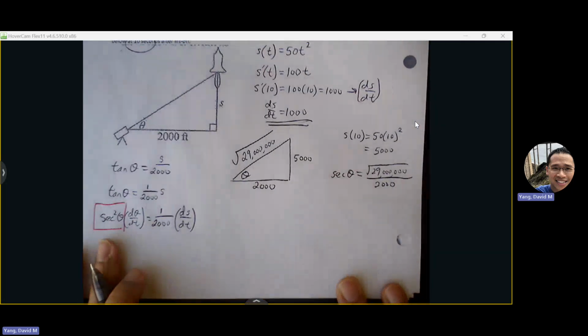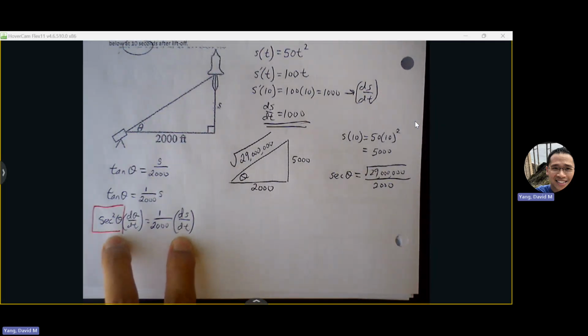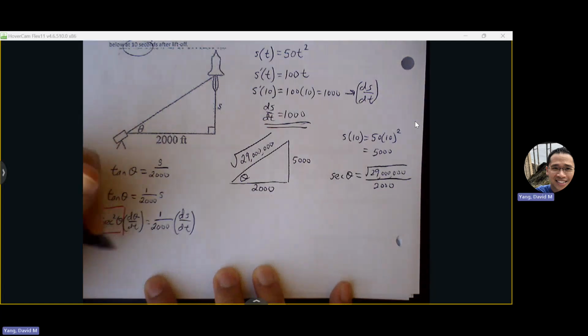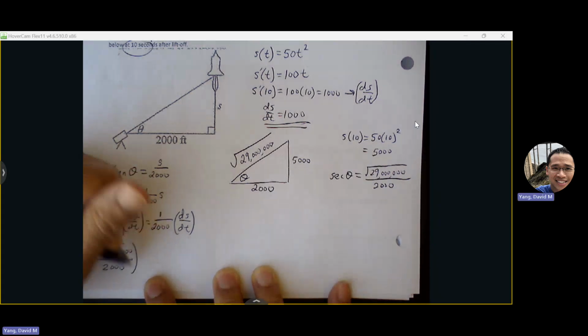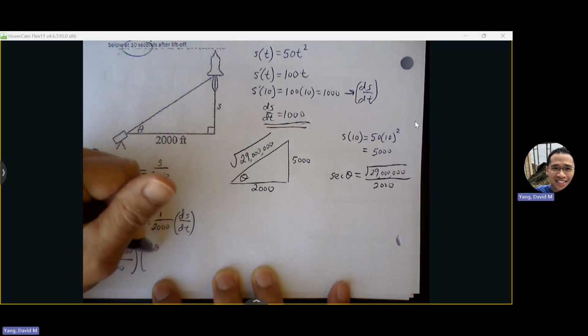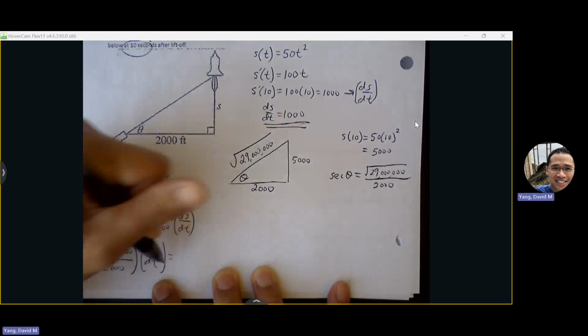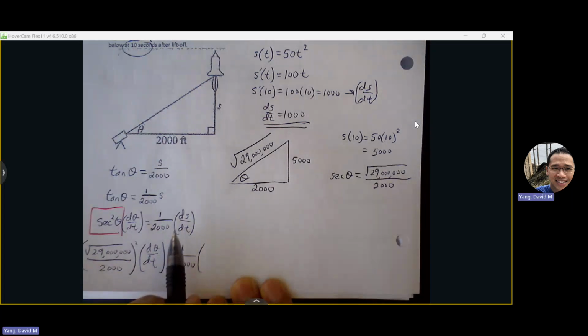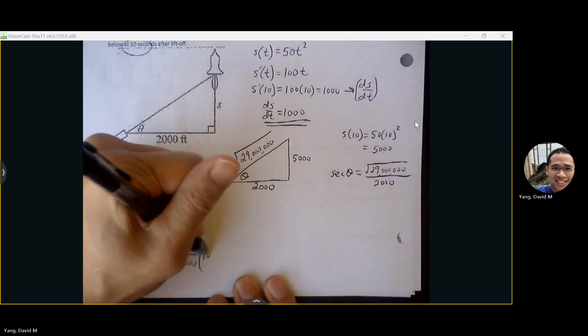Okay, a lot of big numbers here, but we're just going to plug this in and then make the calculator do all the work for us. So secant of theta, so square root of 29 million over 2,000, squared, times d theta dt equals 1 over 2,000, and the ds dt was 1,000.